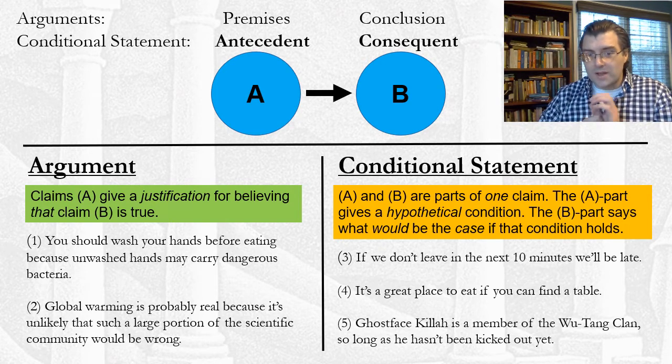Okay, so in 3 and 4, the if-then structure is pretty clear, but in 5, it's a little less clear. Nonetheless, it's still there in 5. Saying Ghostface Killah is a member of the Wu-Tang Clan so long as he hasn't been kicked out yet is a way of saying if Ghostface Killah hasn't been kicked out yet, he's still a member of the Wu-Tang Clan.